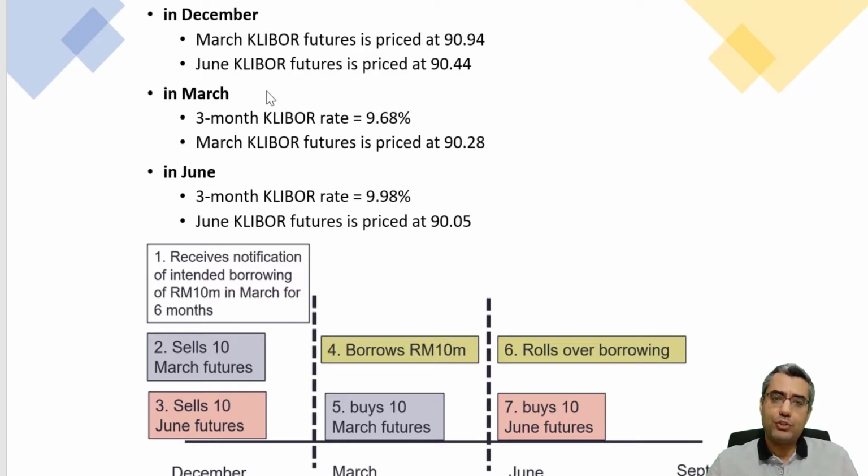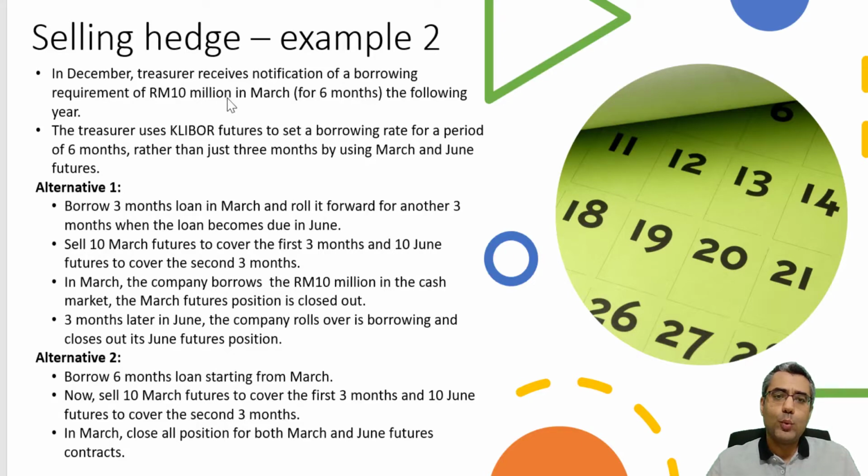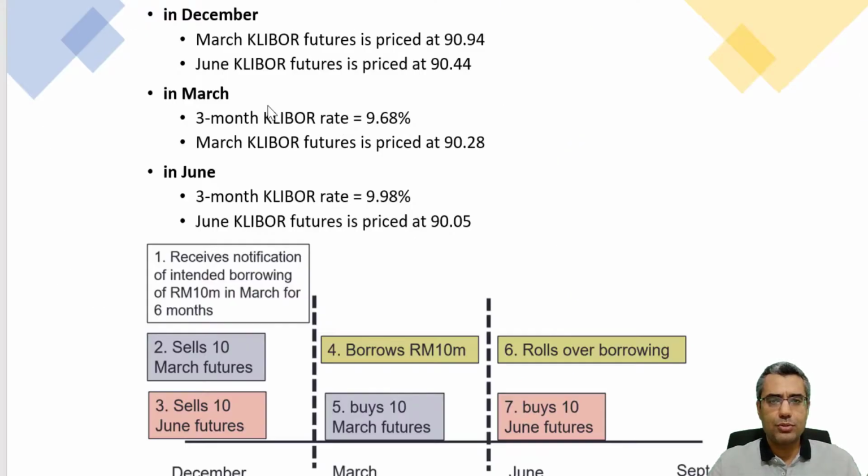And now, how to hedge? You want to borrow, based on the question, 3 months later in March, right? You want to borrow here in March for 6 months. And I have given to you the information of KLIBOR rates in March and in June, and also the price of March KLIBOR futures in March and June KLIBOR futures in June. Now, let's see how we can hedge.